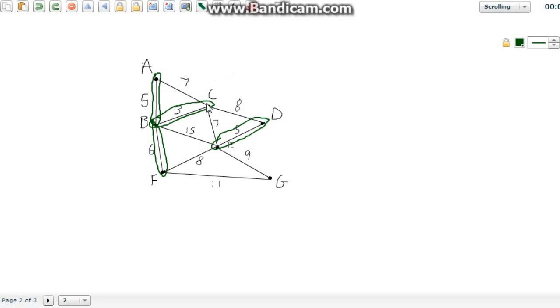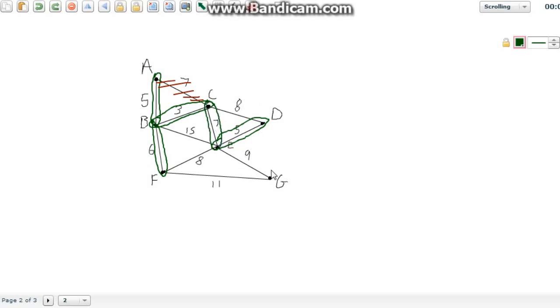Does it create a cycle? Yes, it would. It would create the ABCA cycle you could loop around in. So we delete that arc. We don't want that in here. So now we look. The other 7 is the lowest. So we'll pick that. Will it create a cycle? No, it won't. So let's select it.